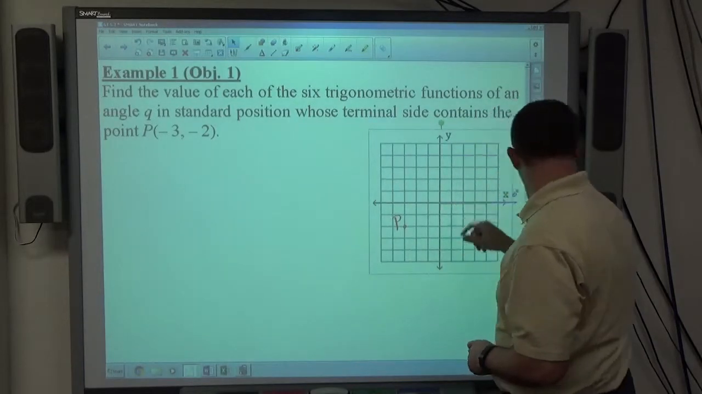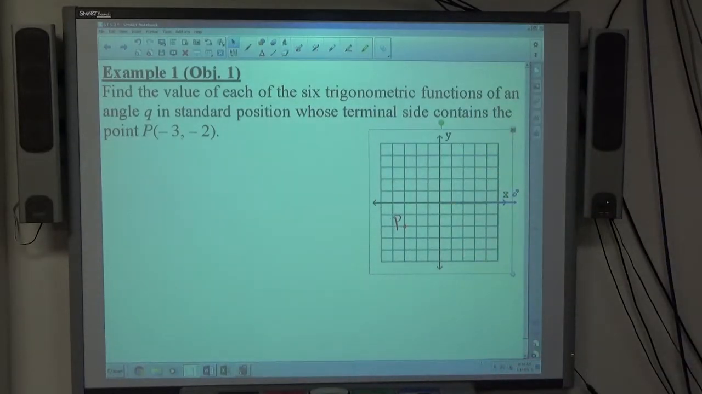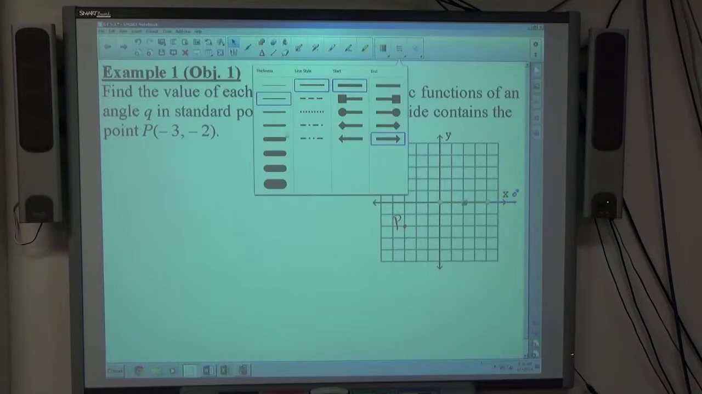Dang it. It's not cooperating. It's not where I want it to be. Hold on. Make that just a smidge bigger so it's easier to grab.